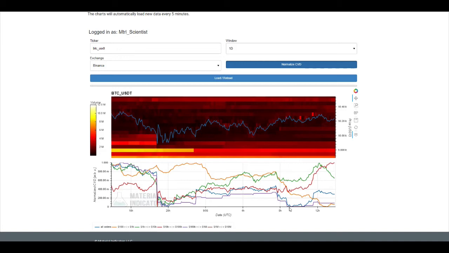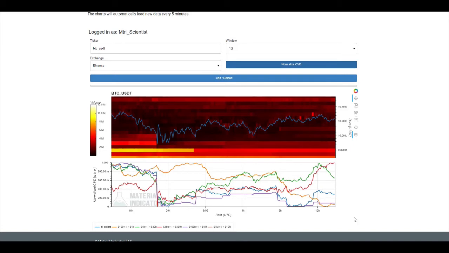But sometimes price will go up with declining CVD. To understand why this is happening, we've filtered the volume by several ranges. So blue is the raw CVD, then you have yellow, orange, which is $100 to $1,000 orders, and this goes up to $1 million to $10 million orders.